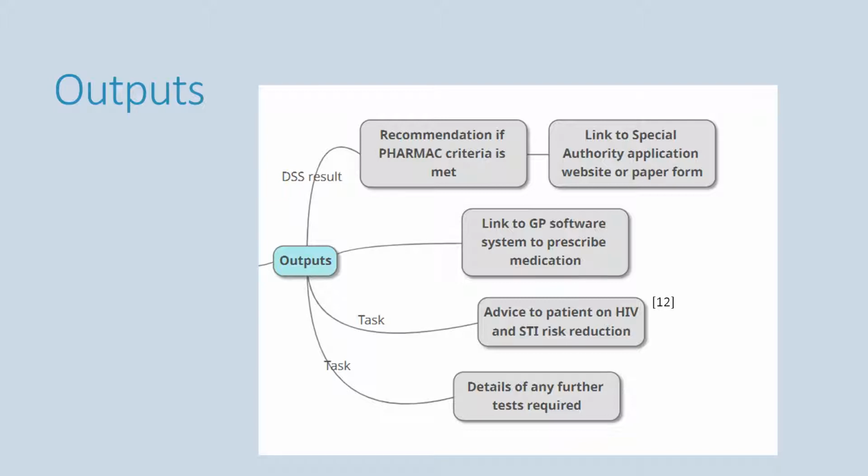Going back to the mind map and looking at outputs, the main output is the recommendation of whether the funding criteria is met or not. The funding is, however, dependent on other tasks, such as giving advice to the patient on HIV and STI risk reductions, so these also need to be included.